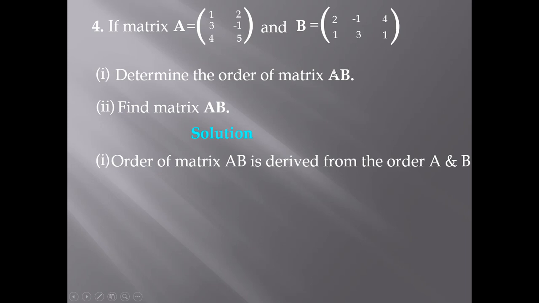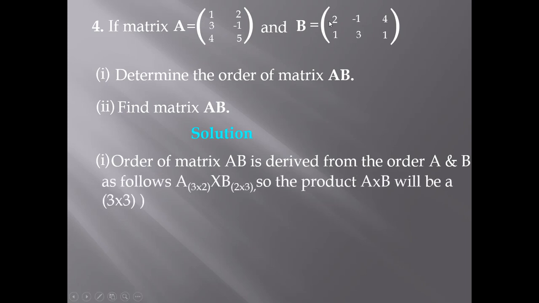Can you do that? The order of A, try to find out that. What is the order of matrix A? How do you state that? Look at the number of rows and the number of columns in matrix A. How many rows can you see? 1, 2, 3: first row, second row, third row. So it has 3 rows. How many columns? 1, 2. So A is a 3 by 2 matrix.